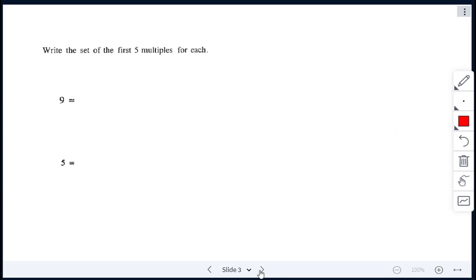Normally when we are looking at a question, it will say write the first 5 multiples for each. We just did 9, so let's change this one to 4, and we'll do 5. Okay, so for multiples of 4, we would start with 4 times 1, which is 4, then 8, then 12, 16, and then 20. So 1, 2, 3, 4, 5. Those would be the first 5 multiples.